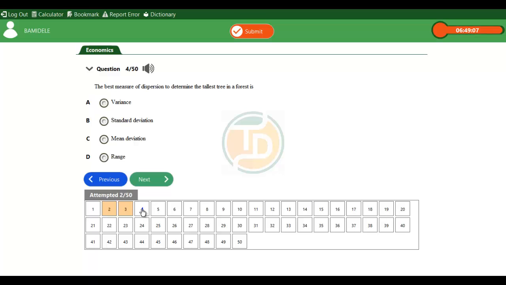Option A has to do with variance. Variance is referred to as the square of standard deviation. So if you square your standard deviation, you have your variance. Option B talks about standard deviation. Standard deviation is the square root of variance. So the square root of variance gives standard deviation.